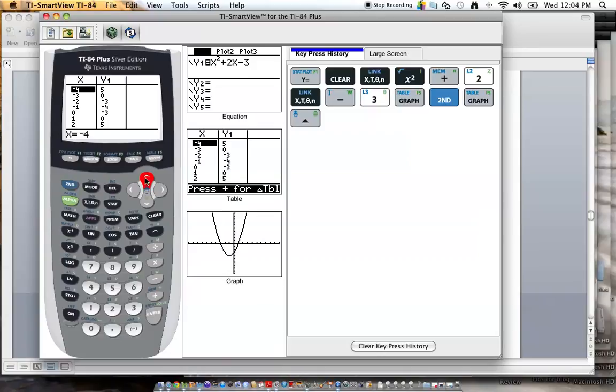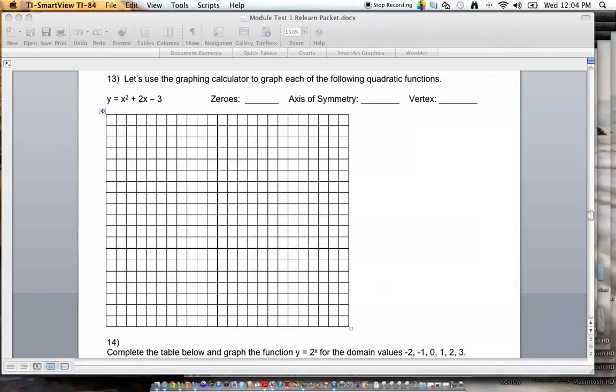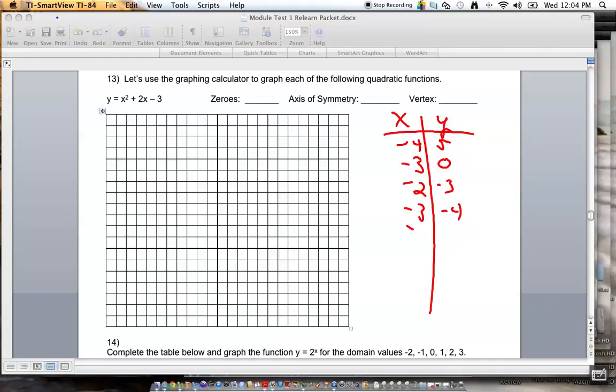So let's go over here, and I will copy down my table. X, Y. Negative 4, 5. Negative 3 was 0. Negative 2 was negative 3. Negative 3 was negative 4. Negative 4, negative 3, negative 2 is negative 1, I'm sorry. 0 was negative 3. 1 was 0.